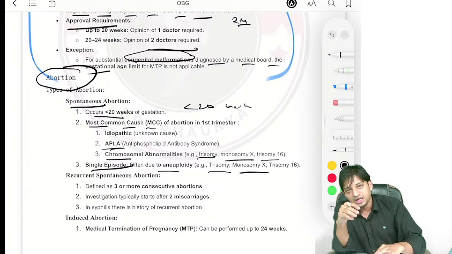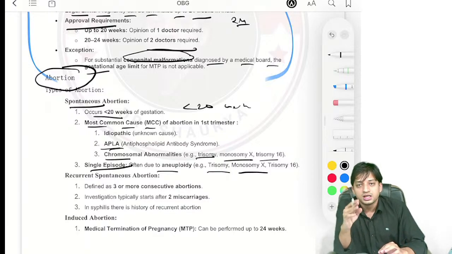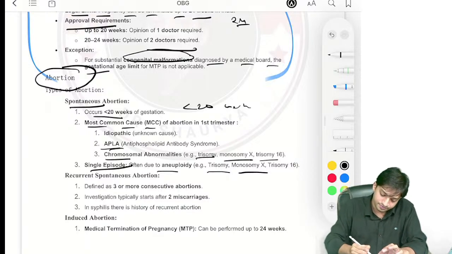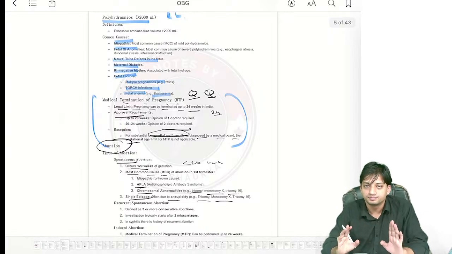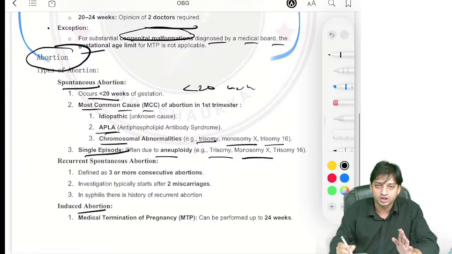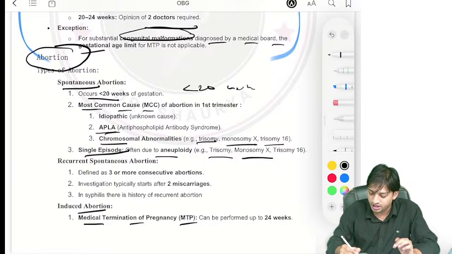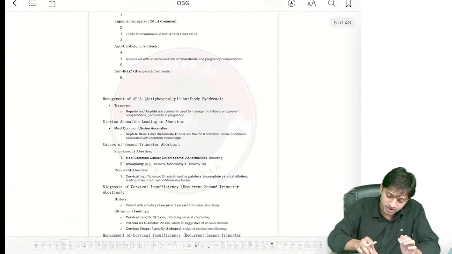And investigation, when do you start? It starts typically after 2 miscarriages. Recurrent abortion history, first trimester. Then what can you suspect? Tell me, guys. You can suspect APLA. Now, moving ahead. Come here. Induced abortion, you will see. Medical termination of pregnancy can be performed up to 24 weeks. We already know. Induced abortion we have discussed.